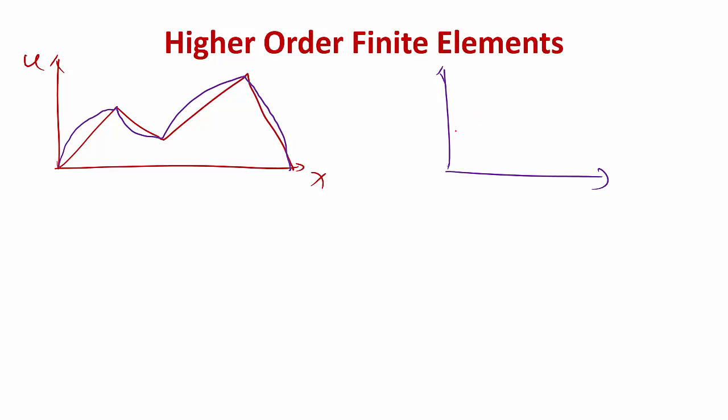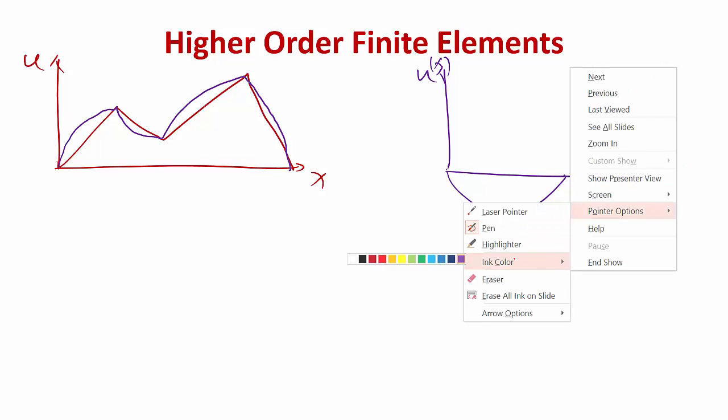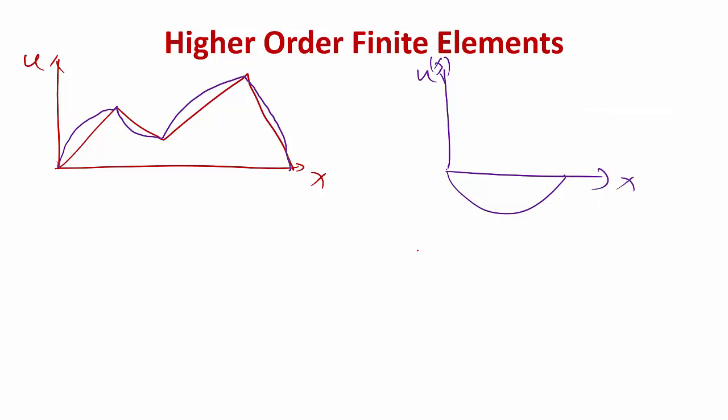So let's say we have a quadratic function. This is our quadratic function over the element. What is the best we can do? So this is my u of x. What is the best I can do with a linear function over that piece? What do you think the best linear approximation is going to be? Anybody wants to take a guess and draw it?